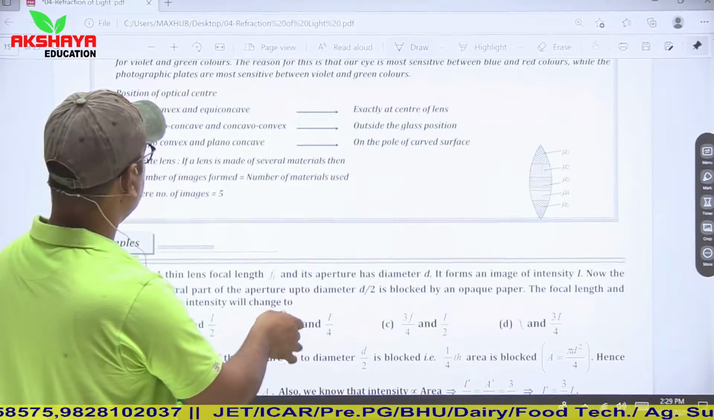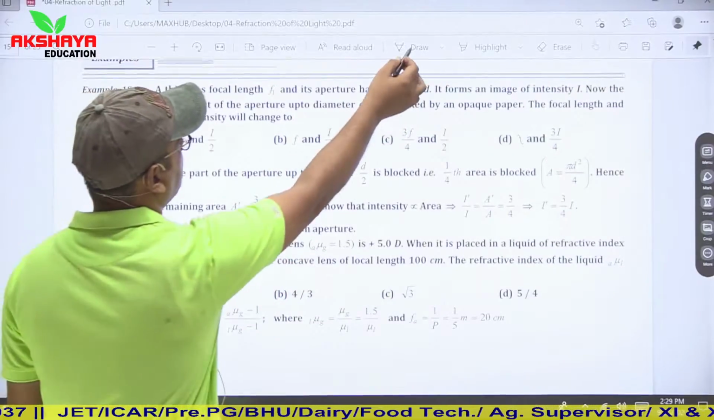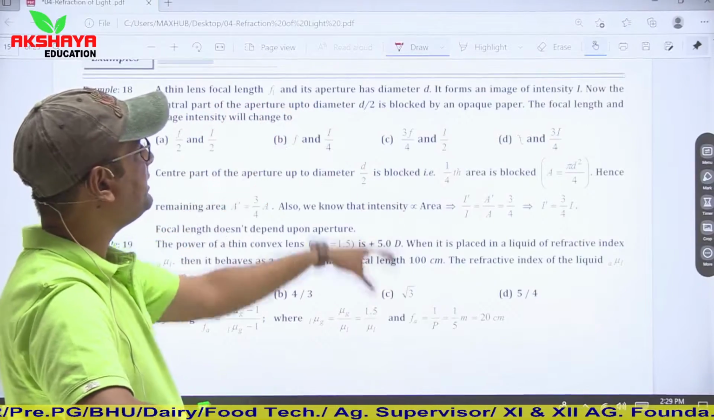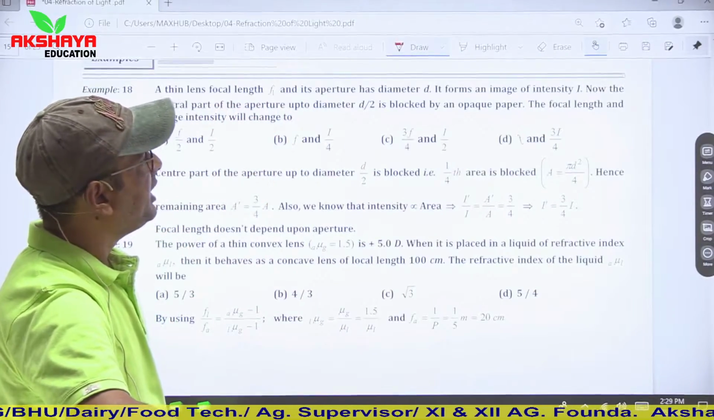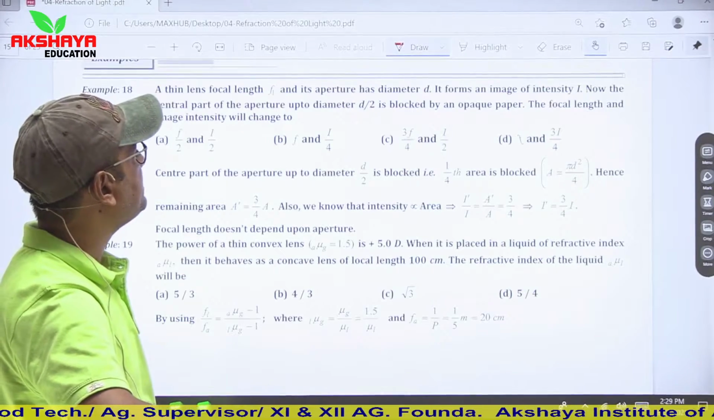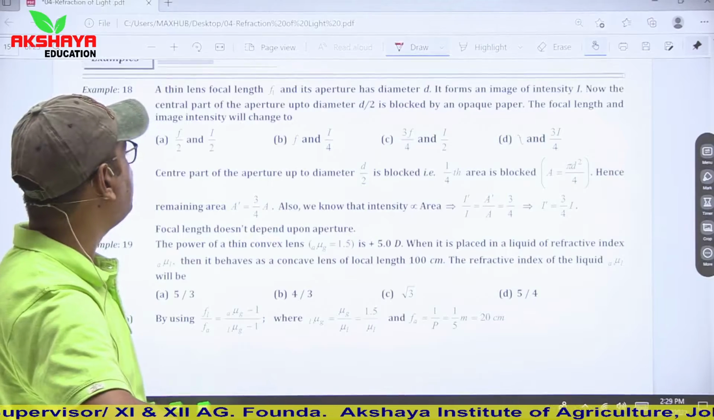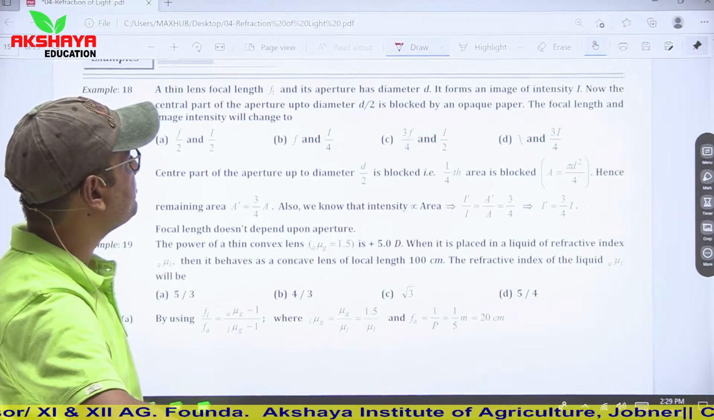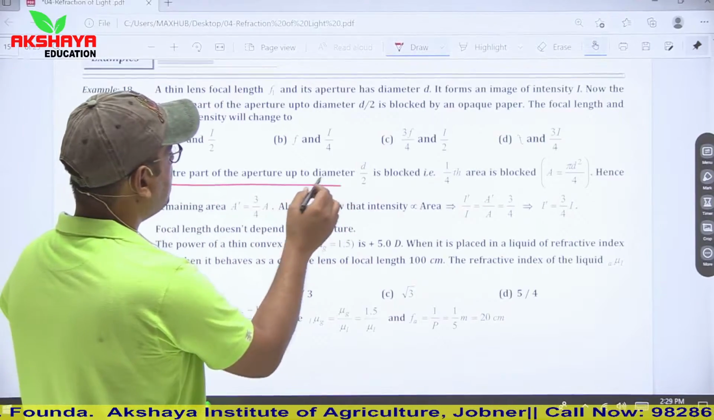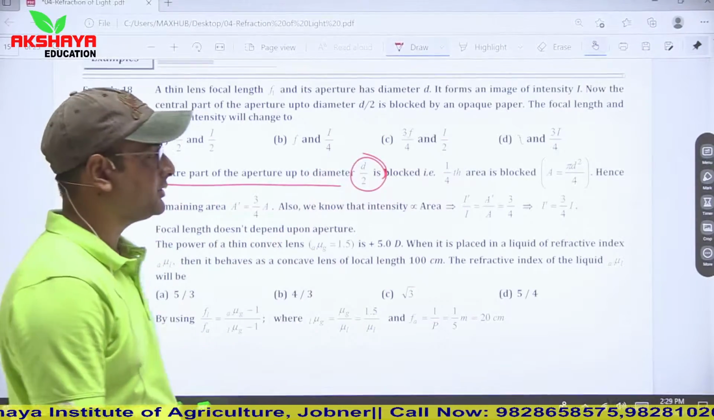So let us have a look at some pattern of questions. A thin lens of focal length f1 and its aperture has a diameter d. It forms an image of intensity I. Now the central part of aperture up to diameter d by 2 is blocked by an opaque paper. The focal length and image intensity will change too. So it can clearly be seen that the center part of aperture up to a diameter d by 2 is blocked. Half of the diameter is blocked.